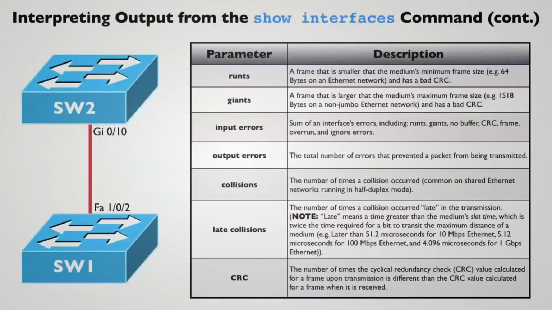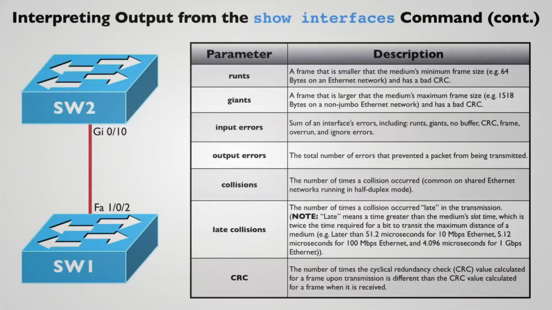Let's take a look at some of the other information that we can get in the output of the show interfaces command. We might see a variety of errors, and this can help us with troubleshooting. Some of these errors can point us to look in a particular direction in our troubleshooting. For example, we might see a runt. What is a runt? Well, a runt is a frame that's too small.